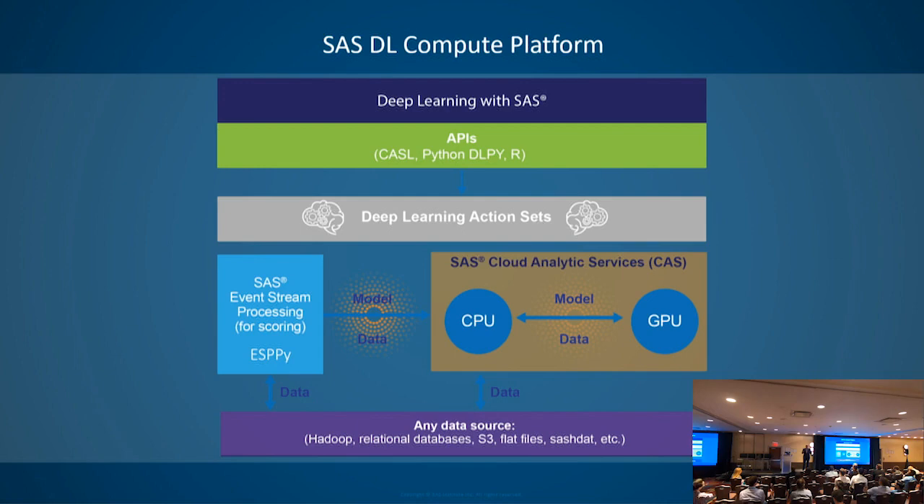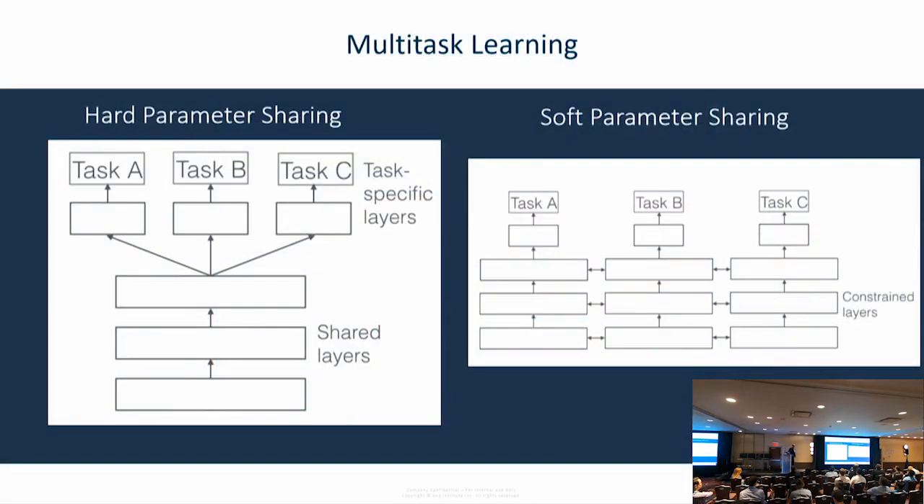That's our big win. So multitask learning, what's that all about? Normally when you do a model, you have one label. Is it fraud? Is it not fraud? Is this a t-shirt or is it not a t-shirt?